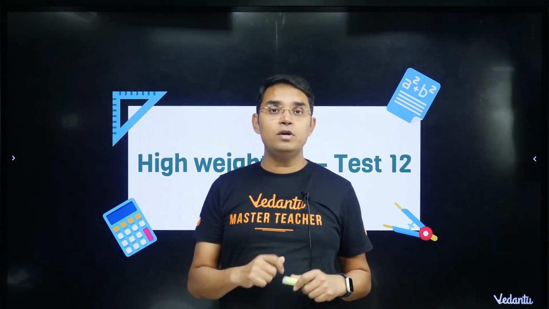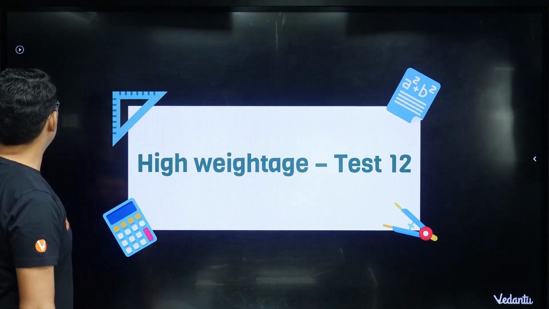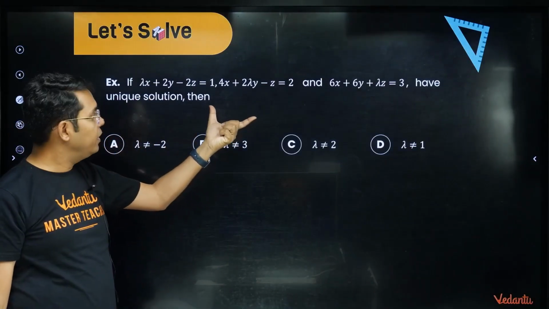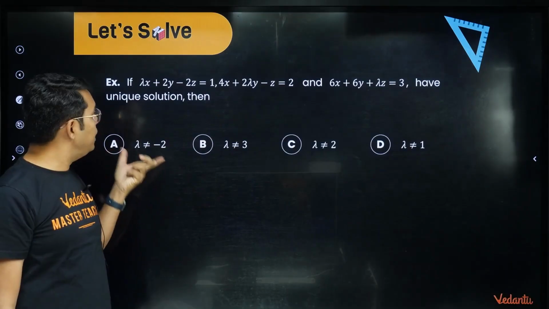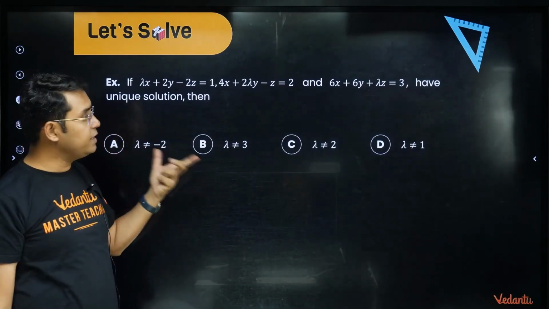This test was based on linear equations in 3 variables. Okay, so let's discuss these questions. So this is a question where 3 equations are given and we have to find the condition on lambda so that it does have a unique solution.